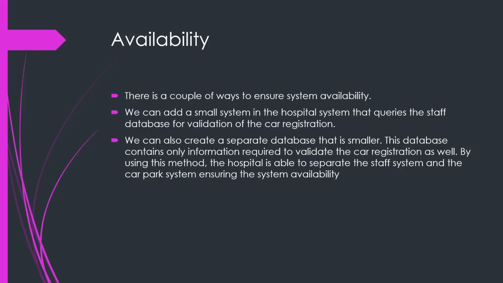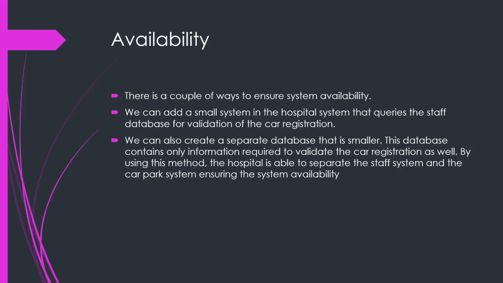And finally, availability. This is something very close to my heart, system availability. This means how can we ensure that the system is not going to die? Because sometimes there's an outage on one system that causes the other system to stop working. There are a few things that we can do here. We can have a smaller system inside the hospital system that validates the car entry. Since it's small, it's very easy to maintain, shut down, and restart by itself.